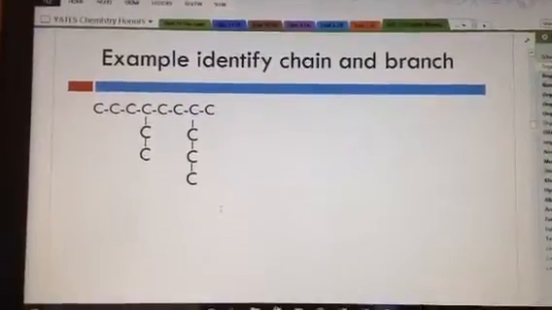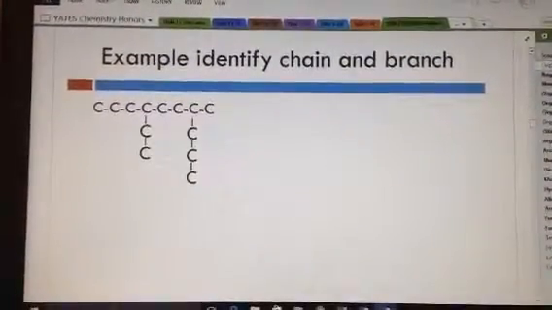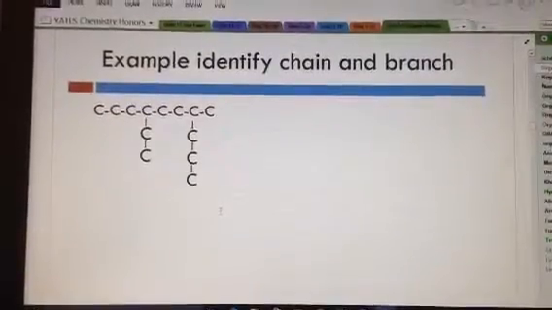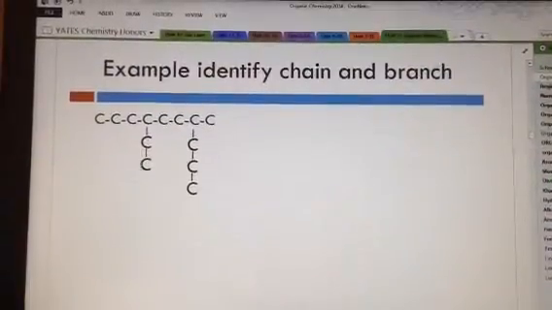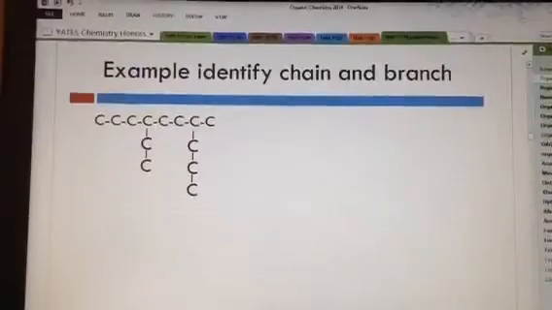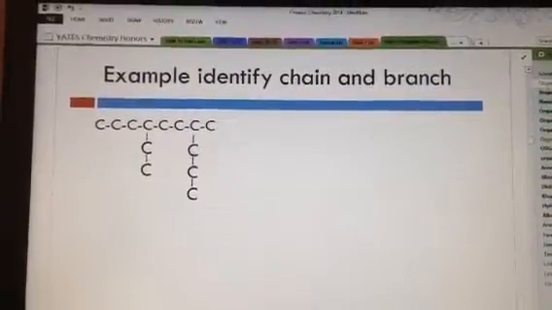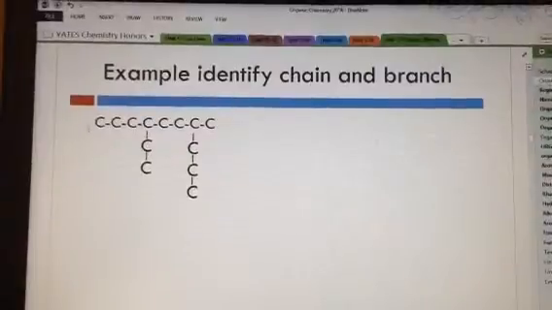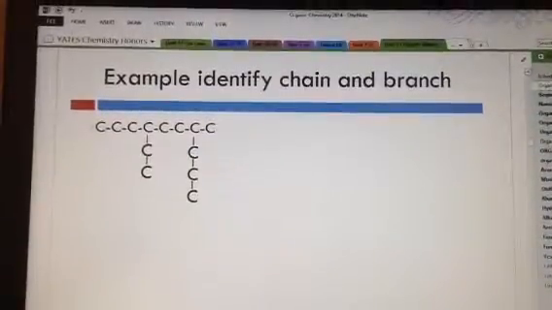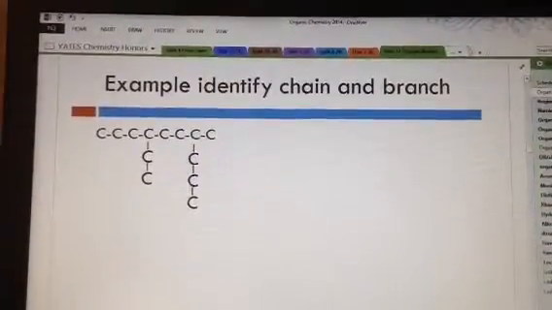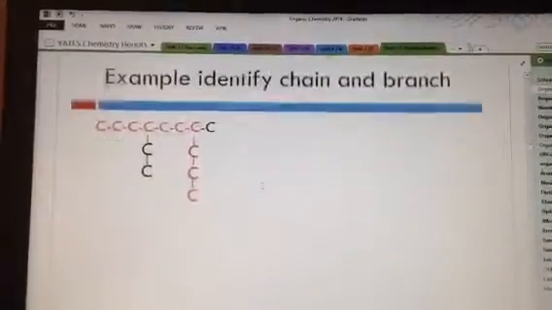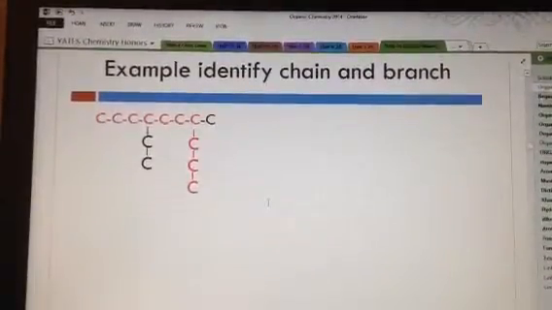What do I do when there's multiple chains coming off, charms coming off of my chain? I still have to count which is the longest continuous run of C's. 1, 2, 3, 4, 5, 6. Well, let me tell you, this definitely wouldn't be it, because then I'd have a charm off of my charm, and that doesn't happen. So I would definitely have to have either going all the way straight across or going straight across and coming down this path. So as you can see, that is the largest continuous run of C's.